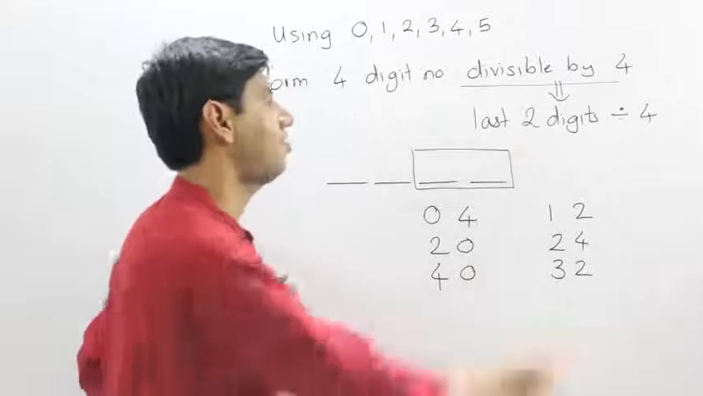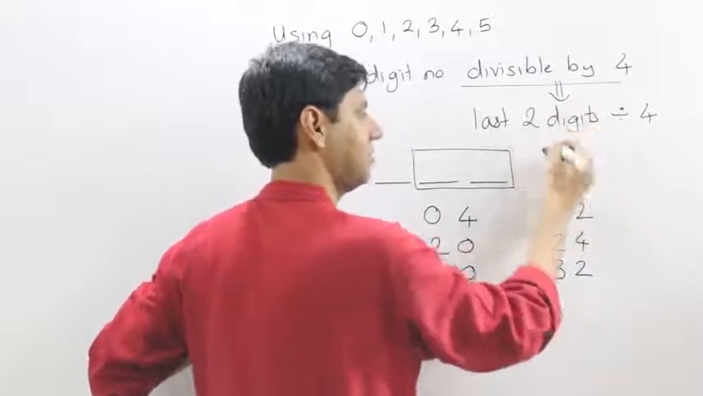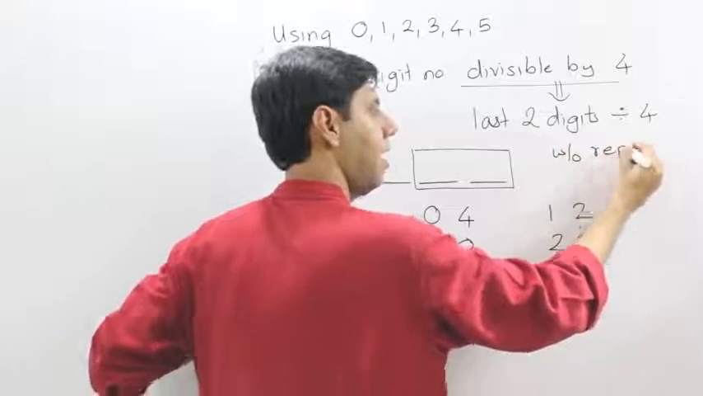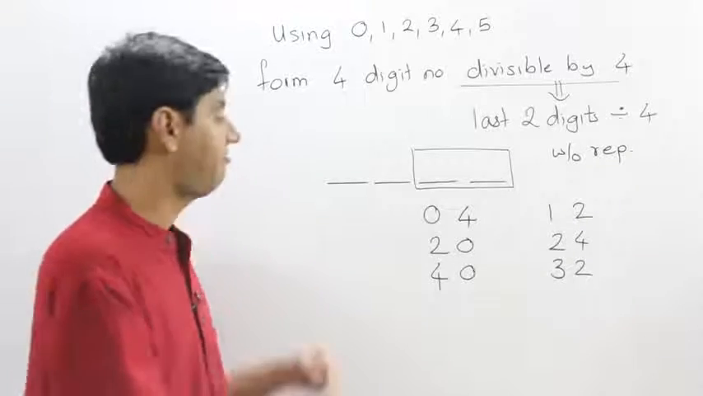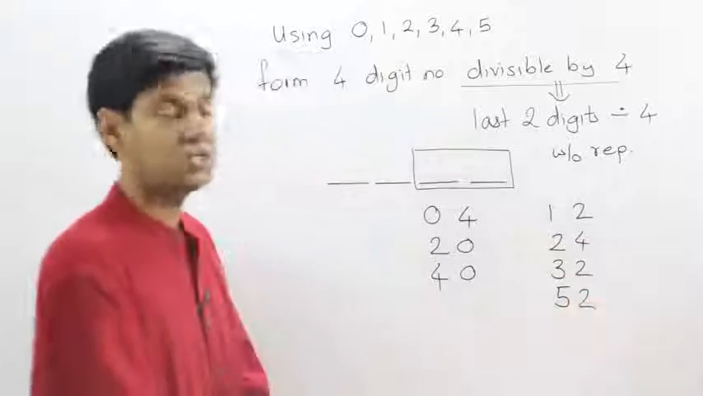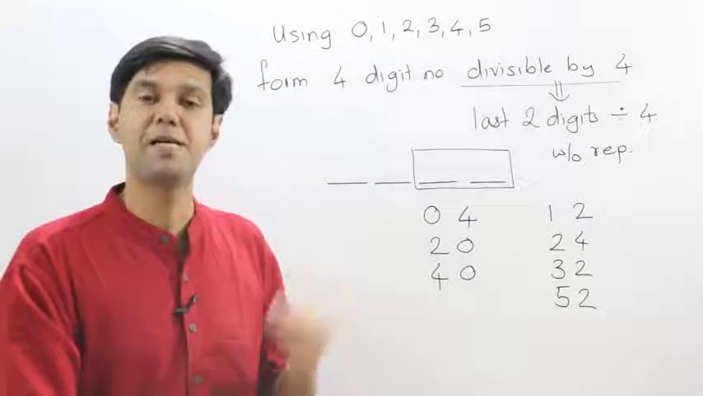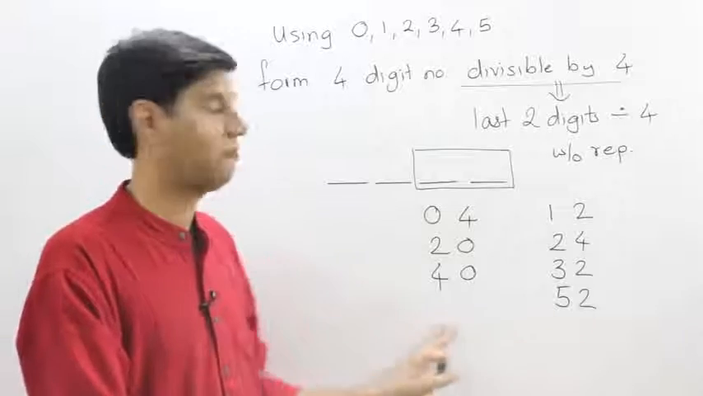44, I cannot repeat digits. If I miss that out, this question is again without repetitions. 44, I could not form. 48, there's no 8. 52, yes, there's a 52. And 56, there's no 6. 60, now we have reached 60. Multiples greater than 60 will definitely have a 6, 7 or an 8, which we do not have. So I'll have to take a pause.